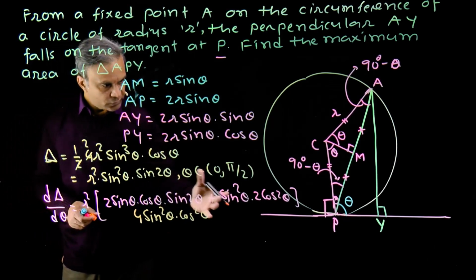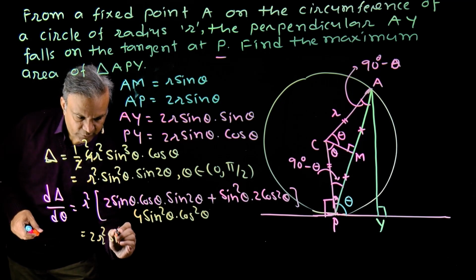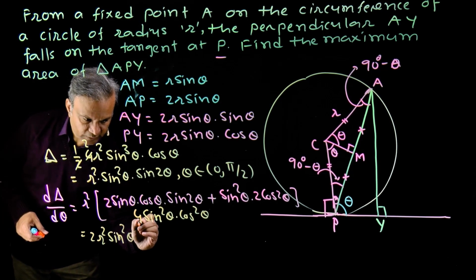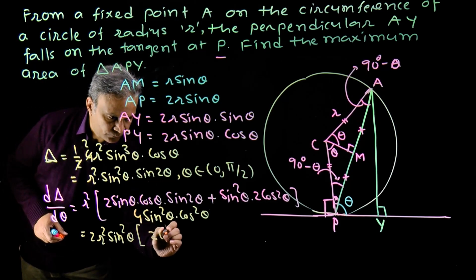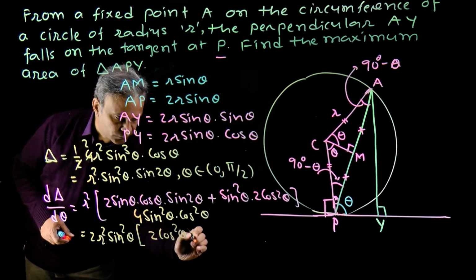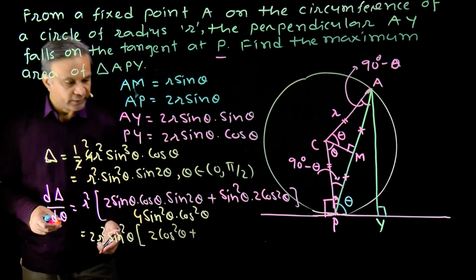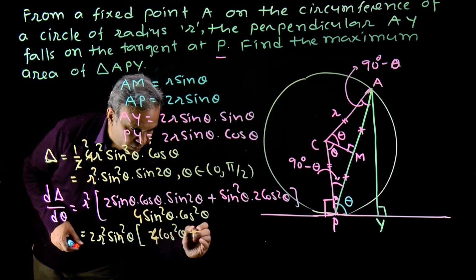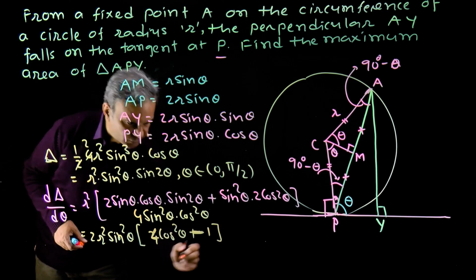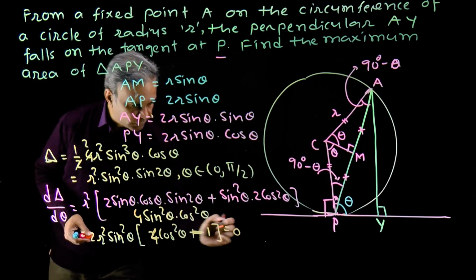We can take 2 sine square theta common, so we get 2r square sine square theta multiplied by 2 cos square theta plus cos 2 theta, and cos 2 theta is 2 cos square theta minus 1. So we get here 4 cos square theta minus 1. This is the derivative. Now we compare the derivative to 0.